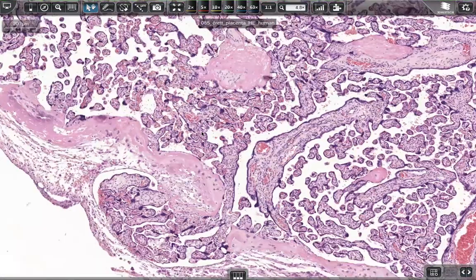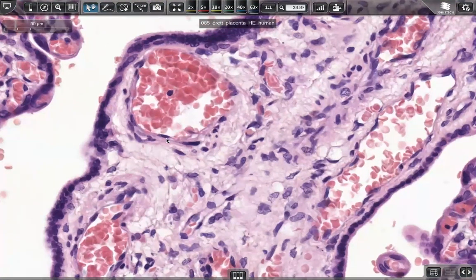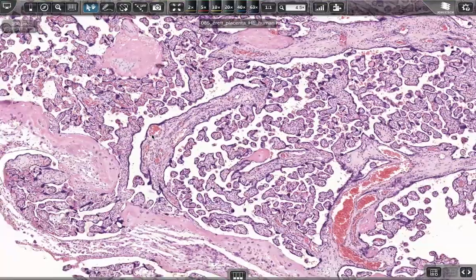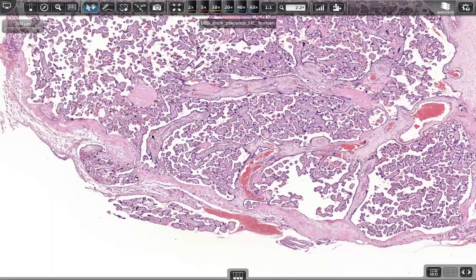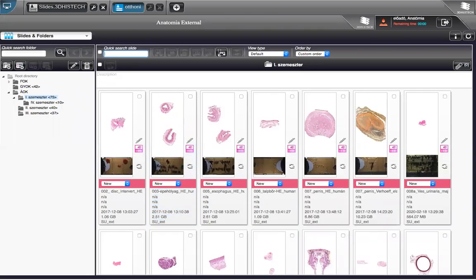And again, just looking at the maternal side as well. So syncytiotrophoblast, mesenchyme, endothelial cells, basement membrane of the endothelial cells. So this is the exact route for the gas exchange. Yeah. Now, that was our last slide in this semester. Now let's see some important slides from the material.